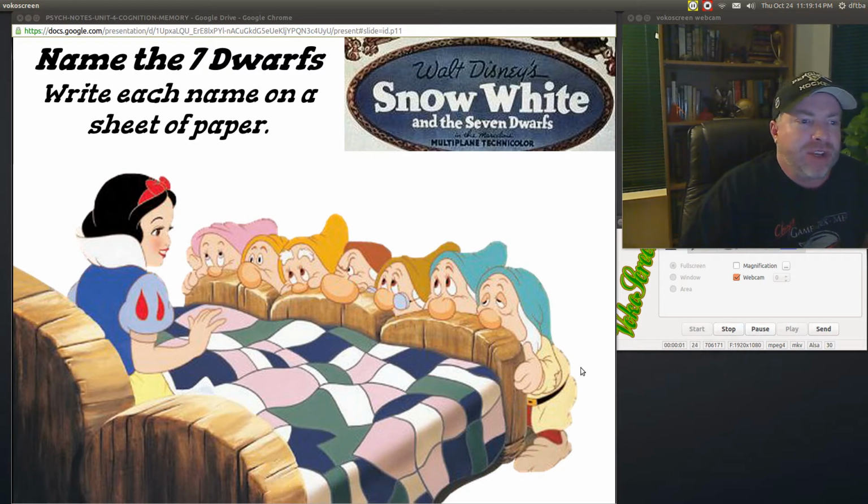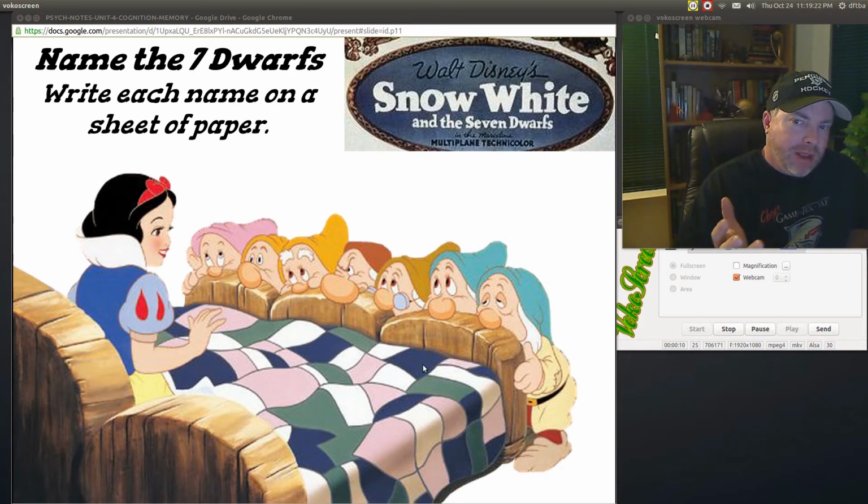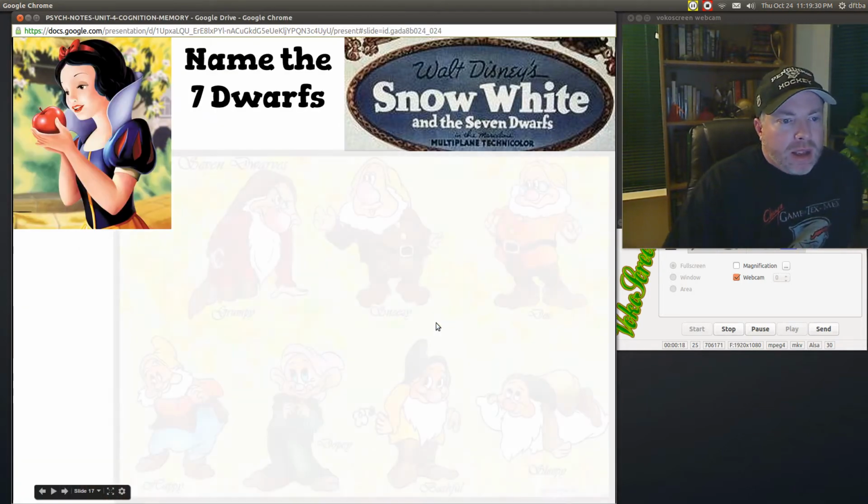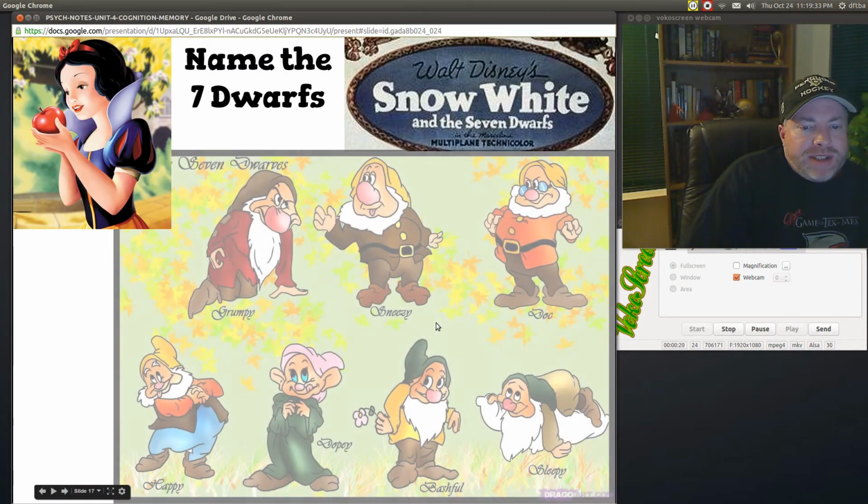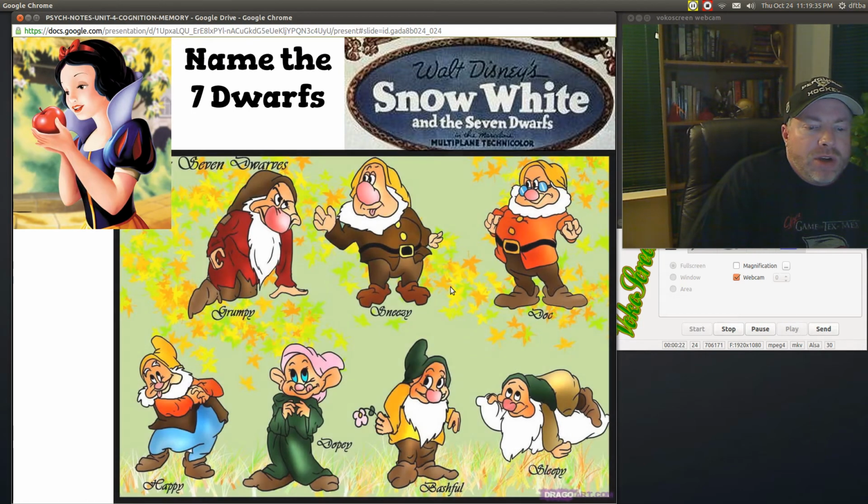Okay, how'd you do? Did you get all the 7 dwarves? It's interesting because of the picture of them there. So you could look at the picture and maybe even figure this out. So it isn't like you're pulling it up without any information in your mind. So let's see how many you got correct. Of course, there's grumpy, sneezy, doc, happy, dopey, bashful, and sleepy. So if you got all 7, that's pretty impressive.